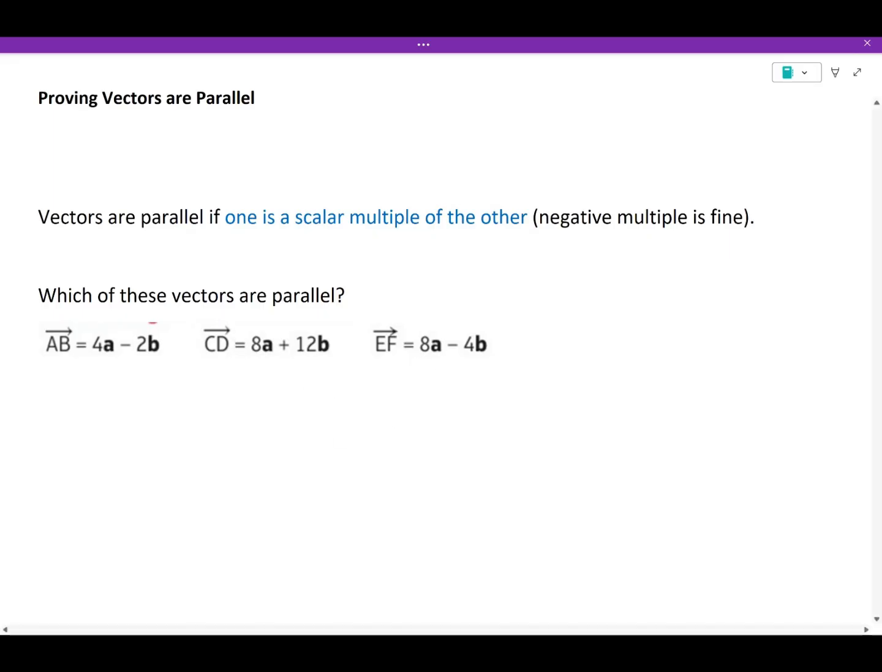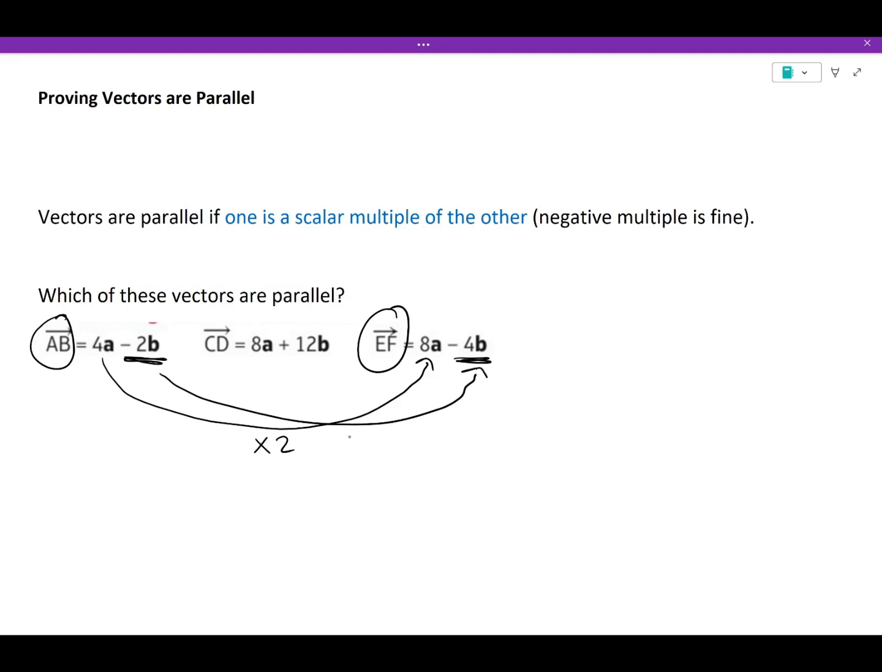Okay, we are now going to compare the A to B with the E to F. Well, how do I get from 4A to 8A? Well, you'd have to multiply by 2. Now, if I took the negative 2B and multiplied by 2, would I get negative 4B? Yes, I would. It would be the same value I'd have to multiply for the A's as I'd have to multiply for the B's. Therefore, we can conclude that A to B and E to F are parallel.